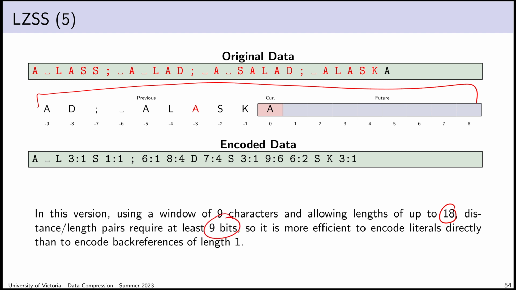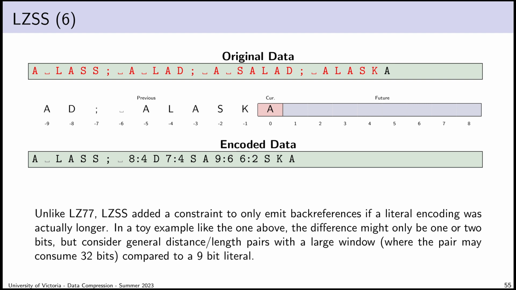So in this case, it's better to encode literals directly than to encode back references of length 1. So this encoding here, full of back references of length 1, isn't as efficient as just encoding these things as literals like this. So here I'm only generating back references if it's more efficient. And the authors of LZSS actually included that as a constraint. It said that an encoder should never emit a back reference if a literal would be better, whether it is one literal or several. Because you can hopefully see that there are cases where a back reference of length 2 is actually less efficient than 2 literals.